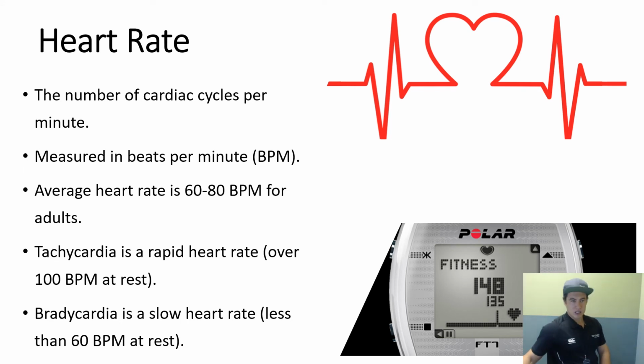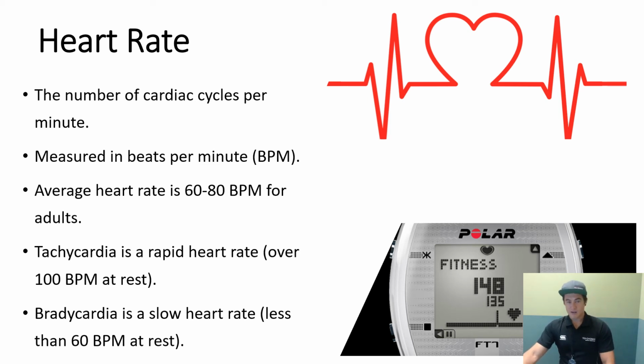Okay, heart rate, as we know, is the number of cardiac cycles per minute. So we can measure that. It's measured in beats per minute, so 60 seconds. The average resting heart rate of an individual is around 60 to 80, depending on things like fitness, when you take that measure, if you're lying down, sitting up, what you've eaten, so nutrition, your stress levels, sleep, all that kind of stuff.